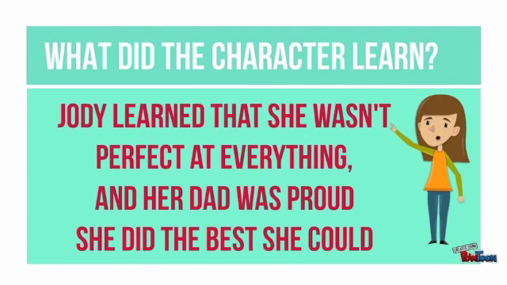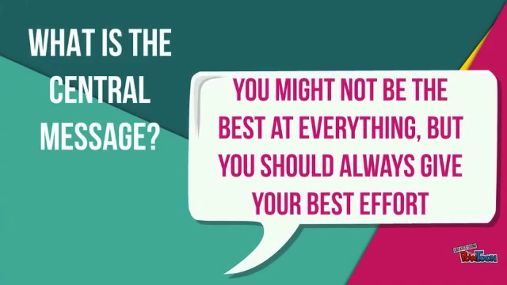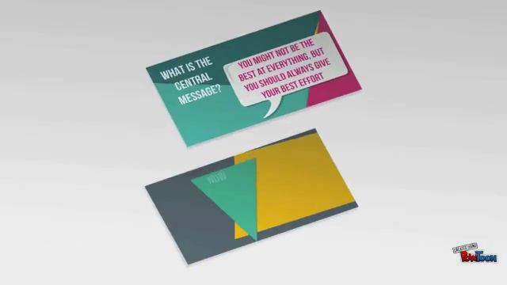What did she learn in this story? Jody learned that she wasn't perfect at everything, but her dad was still proud because she did the best she could. What's the central message? You might not be the best at everything, but you should always give your best effort. Now it's your turn.